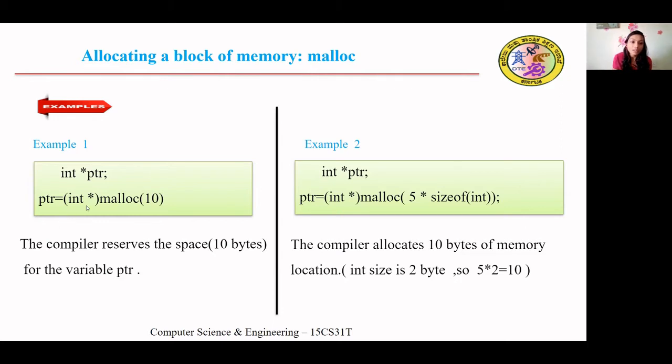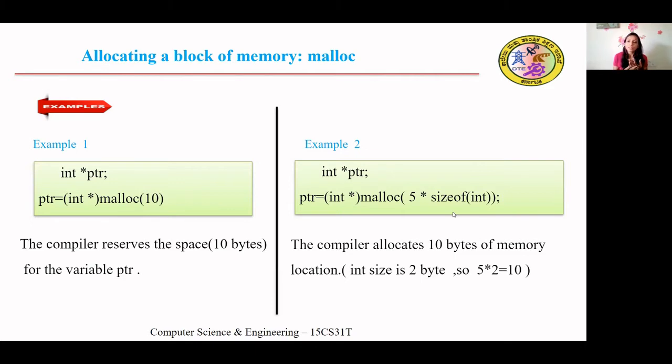So what it does here is, during runtime, 10 spaces will be allocated, of type integer. So in this example, how many bytes will be allocated? 10 bytes. Whereas in the second one, here int star malloc 5 into size of the int.